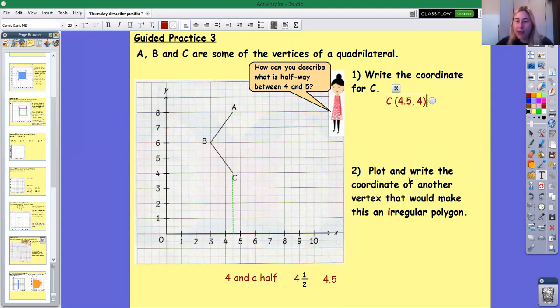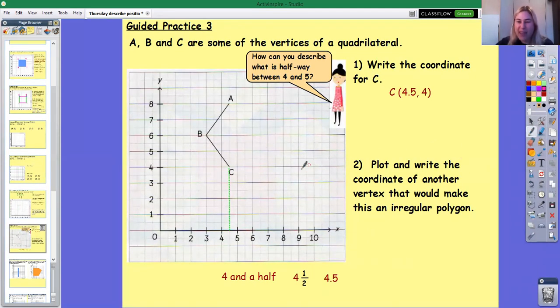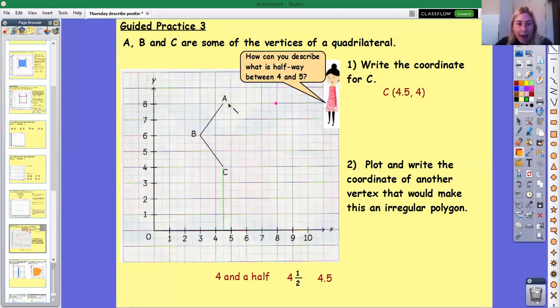Now it says plot and write the coordinate of another vertex that would make this an irregular polygon. So we know it needs to be a quadrilateral, a 4-sided shape, or a 4-vertice shape. We've got 3 vertices, so we need 1 more to make it irregular. And irregular means that the sides are any length. So I could put my vertice anywhere. Maybe I could put it up here, and then I could join my final 2 lines, there, and that would make an irregular quadrilateral. I wonder where you put yours.